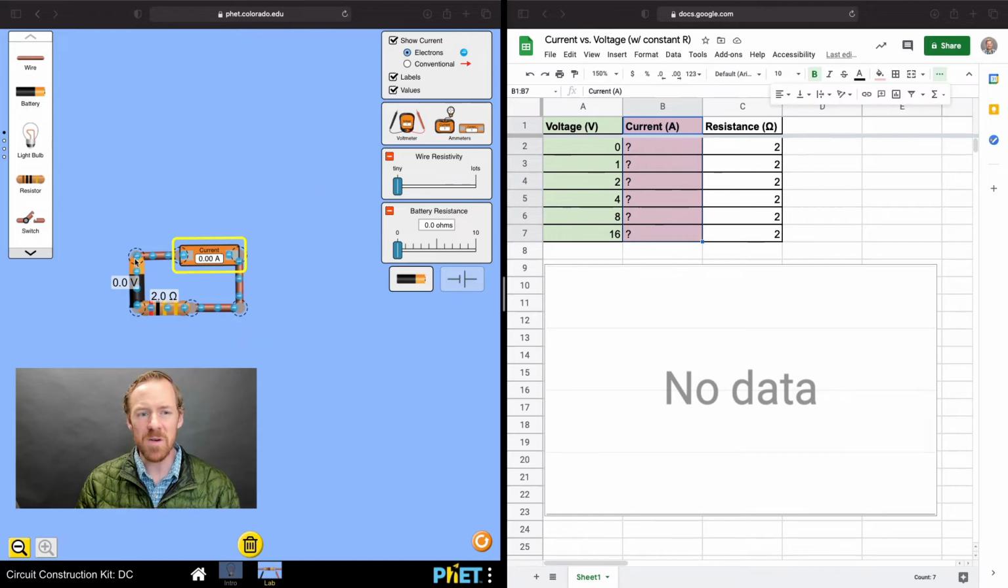In this experiment, we're going to try to find out how changing the voltage affects the current. So let's go ahead and do that.